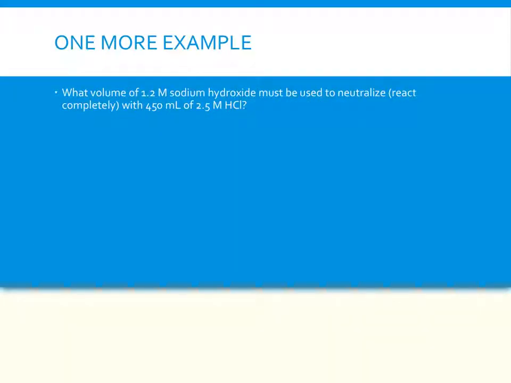So, last problem. This one is just another thing you might see, particularly when we get to our worksheet. Here we have the question, what volume of a 1.2 molar sodium hydroxide, and there needs to be the word solution in here, must be used to neutralize. That word means same thing as react completely. Okay, so if you see that, it just means you're going to use up all of your other thing. So to neutralize or react completely with 450 milliliters of 2.5 molar hydrochloric acid.